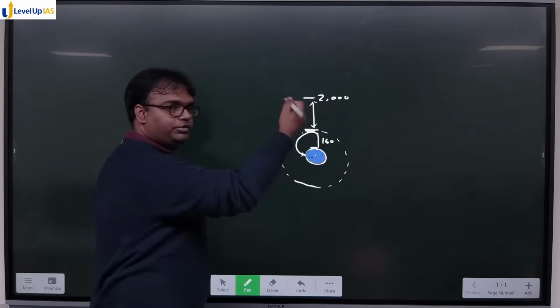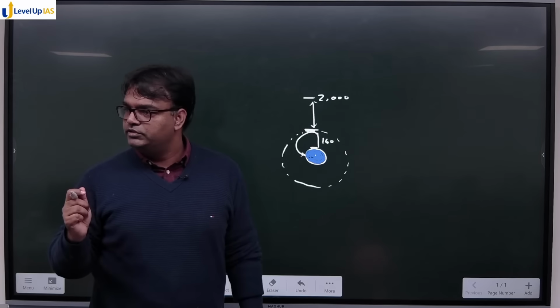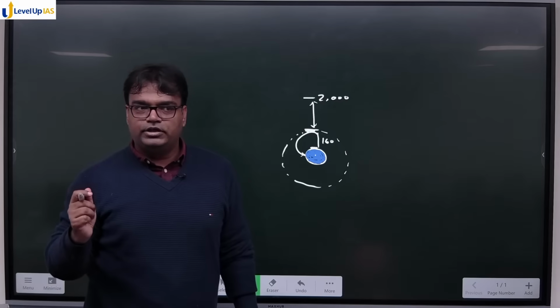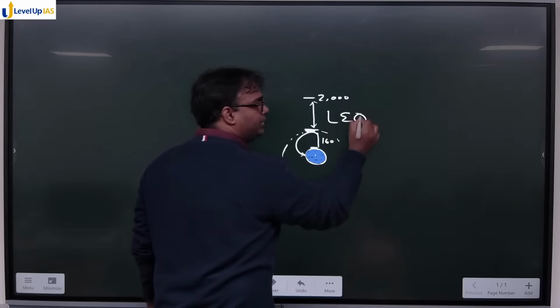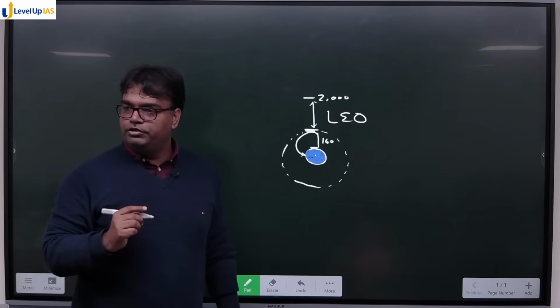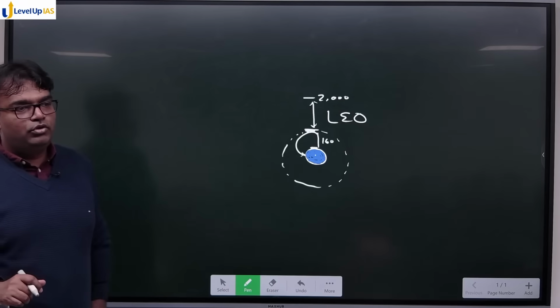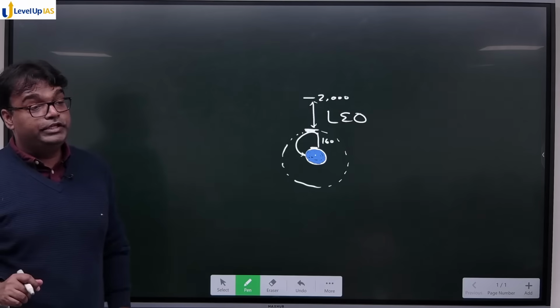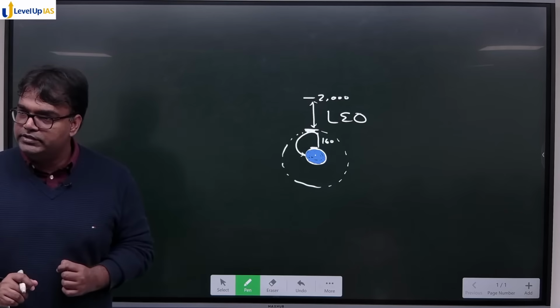From 160 kilometers to a height of 2000 kilometers, when a satellite is launched in a circular orbit, it is called low Earth orbit. The orbits would be called low Earth orbit. Did we all understand this?